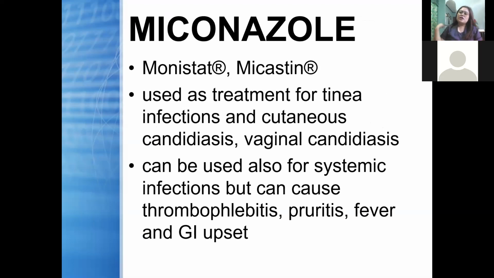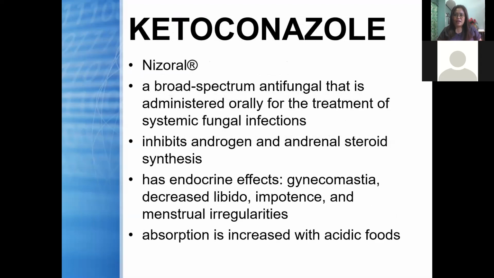And then we have the miconazole, the Monistat or the Micatin sa market. Pwede siya for tinea infections and candidiasis. So this one, the miconazole, is for both tinea infections and systemic infections. But we have problems pag gamiton nato siya as treatment for systemic mycosis because it can cause thrombophlebitis. So kung i-administer nato siya IV intravenously, it can cause na maghubag ang imong blood vessel labi na dito sa injection site. We call it thrombophlebitis. And then pruritus, that's a form of allergy, katol-katol, no? Fever, and gastrointestinal upset. Mao lang atong problema with using miconazole for systemic infections.